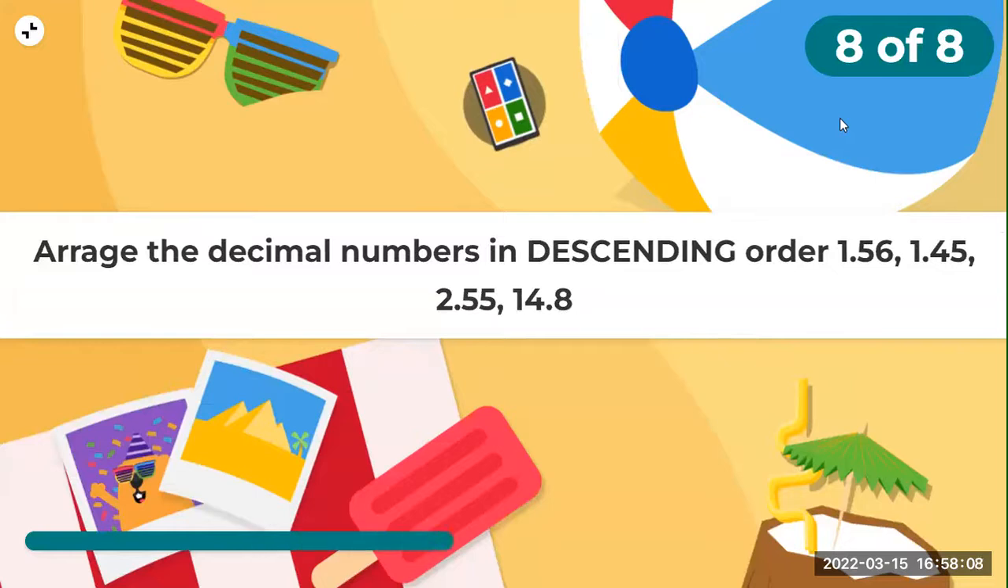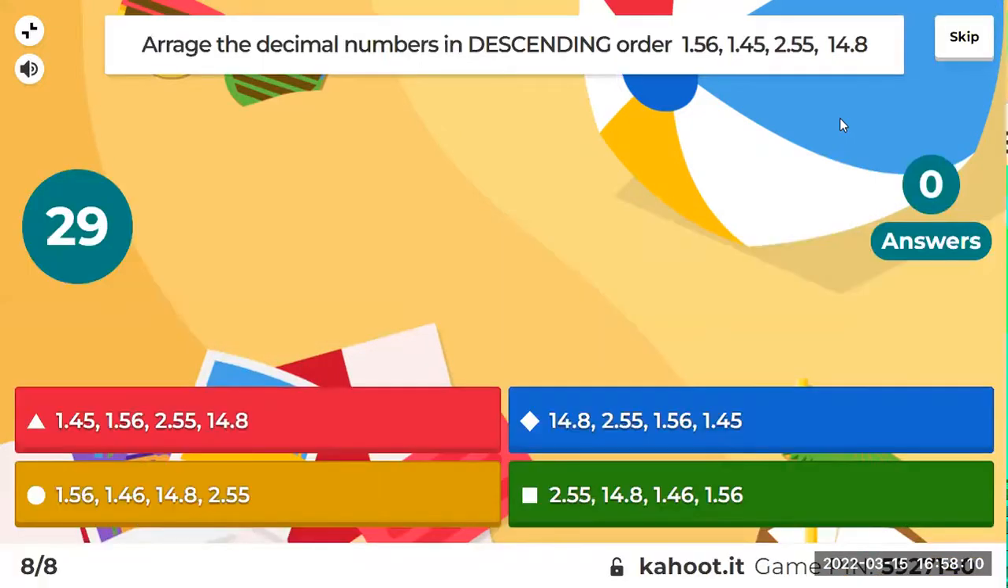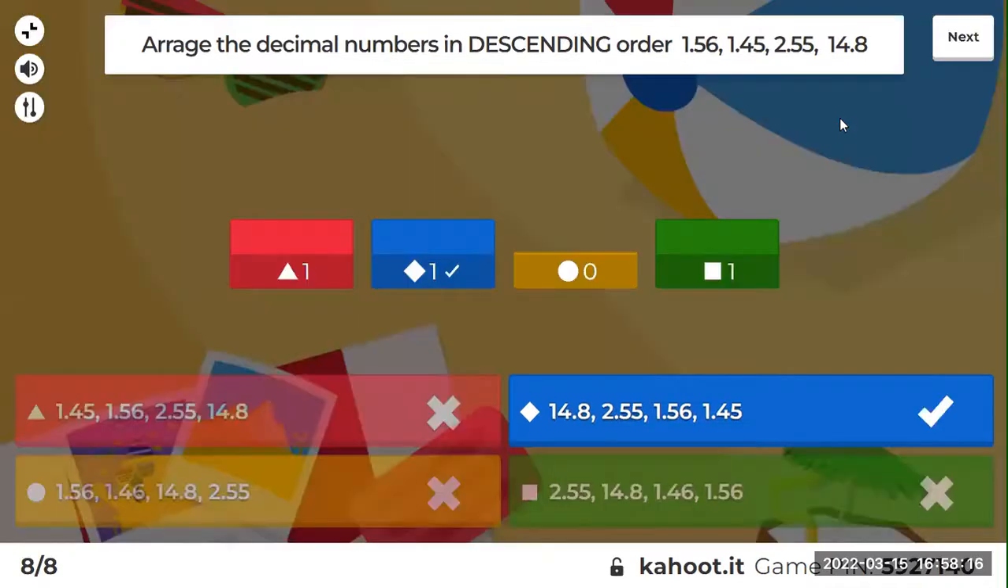So we are on to the last question. Arrange the decimal numbers in descending order this time. So the opposite of what we just did. Right, so in this case, we need to start with the biggest number and go downwards. We start with 14.8. 14 has a tens in it, so that's the biggest one. Then we look at the other three, which would be 2.55, 1.56, and 1.45. Now, if we look at the ones column, 2 is clearly bigger than the others, 1.56 and 1.45. So far, we would have 14.8 and 2.55.